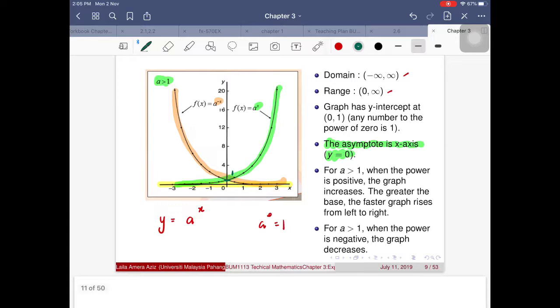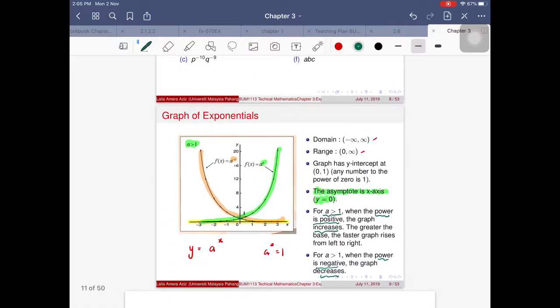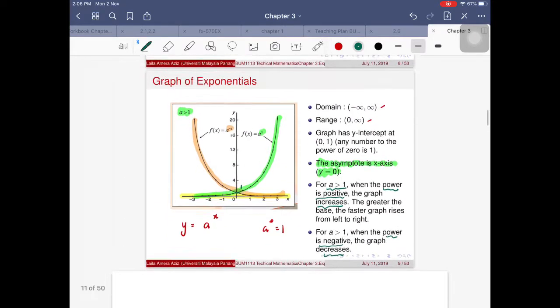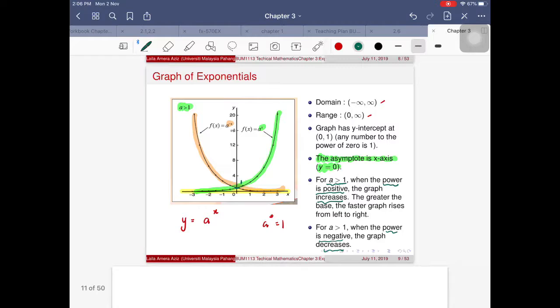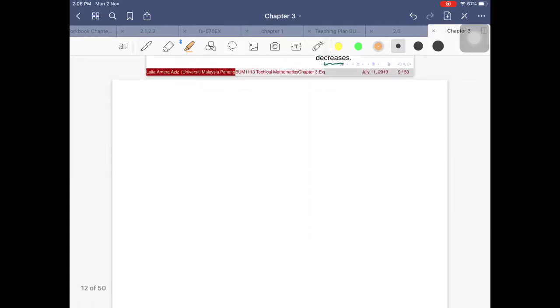As I mentioned just now, when a is greater than 1 and the power is positive, the graph increases. And for a greater than 1, when the power is negative, the graph will be decreasing. Okay, so actually I provide this space so that I can explain to you about the statement here. It says that the greater the base, the faster the graph rises from left to right.